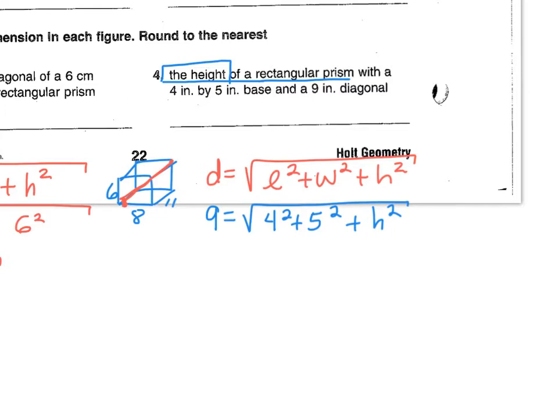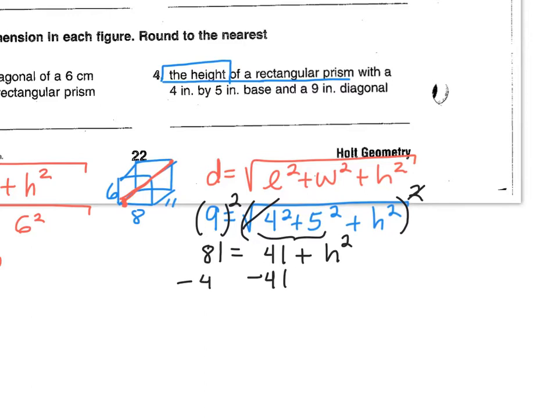When you're solving for the height, the first thing you need to do is put parentheses around both sides, left and right, and square both sides, because that way we can get rid of the square root. On the left side, 9 squared is just 81. And when you combine 4 squared plus 5 squared, that is 16 plus 25, and that is 41. Then get rid of the 41 by subtracting 41 from both sides, and that is 40. Then take the square root of both sides, because the opposite of squaring is square rooting.